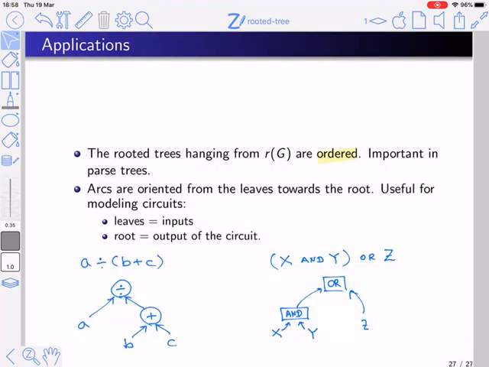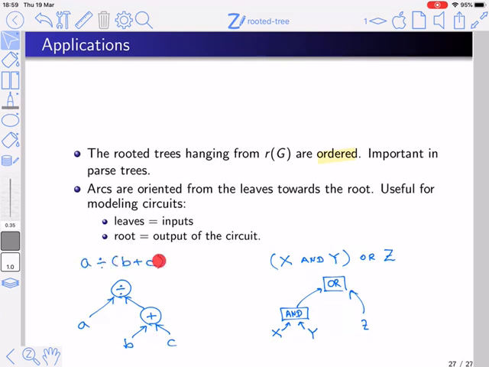I want to end this chapter with a discussion of 2 applications of rooted trees. And in this discussion, I want to emphasize that when we talk about the rooted trees that hang from R, they are often ordered. We have the first rooted tree and the second rooted tree. Why is this the case? This is an important thing in trees which are called parse trees. So let me explain what a parse tree is.